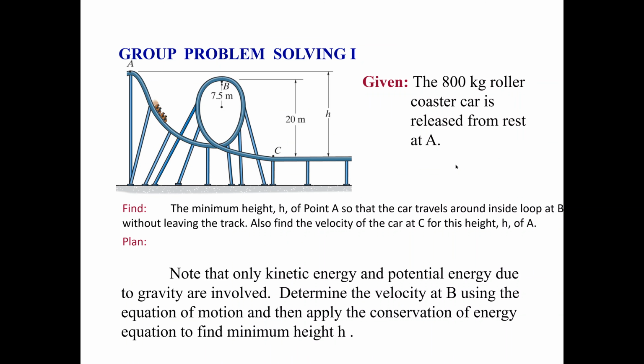Okay, so in this problem, this is a roller coaster problem. We have an 800 kilogram roller coaster released from rest, and you want to find the minimum height h so that a car travels inside a loop at B without leaving the track. Okay, so without essentially falling down. Okay, and then also finding the velocity at point C.